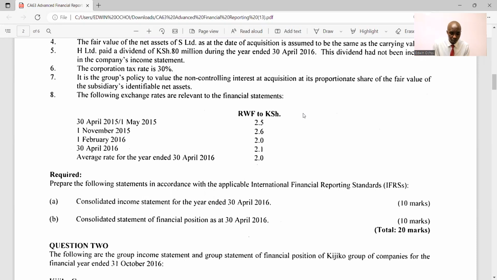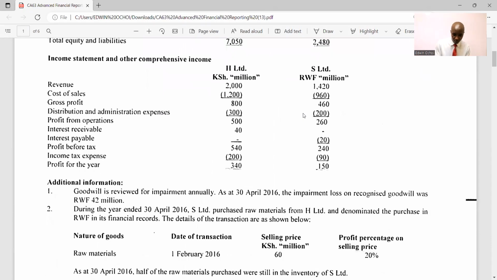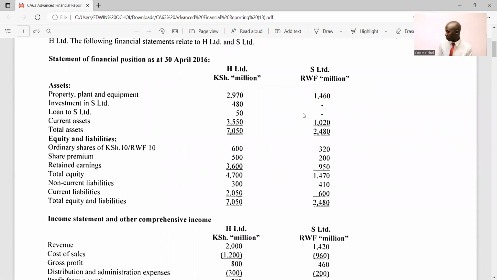Step one, we translate, not convert, the income statement. Step two, we translate the statement of financial position. Step three, exchange reserve. We do goodwill, and finally we do the required statements. That is the income statement and statement of financial position. So we would like to start immediately.